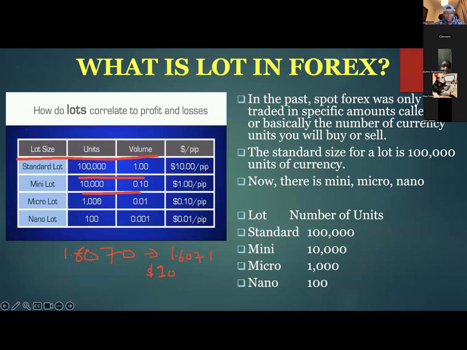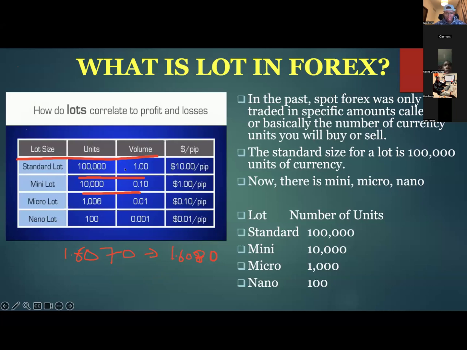So do this math for me. If you place one lot and movement from here to here is making you $10, then if you place the same one lot and the market moves from 1.6070 to 1.6080, how much money would we make? Some people say 100, some people say 1,000. Which one is it? It's 100. Good, the correct answer is 100.